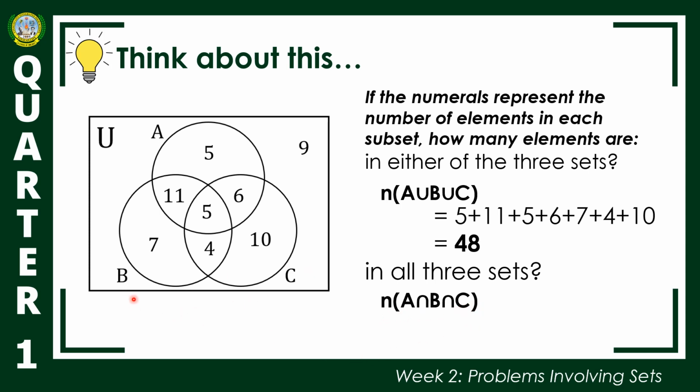So, sa Venn diagram po, saan ba nagtatagpo yung 3 circles natin? Okay, dito siya makikita sa gitna. At ang gitnang ito ay binubuo ng 5 elements. Meaning, there are 5 elements in all 3 sets.